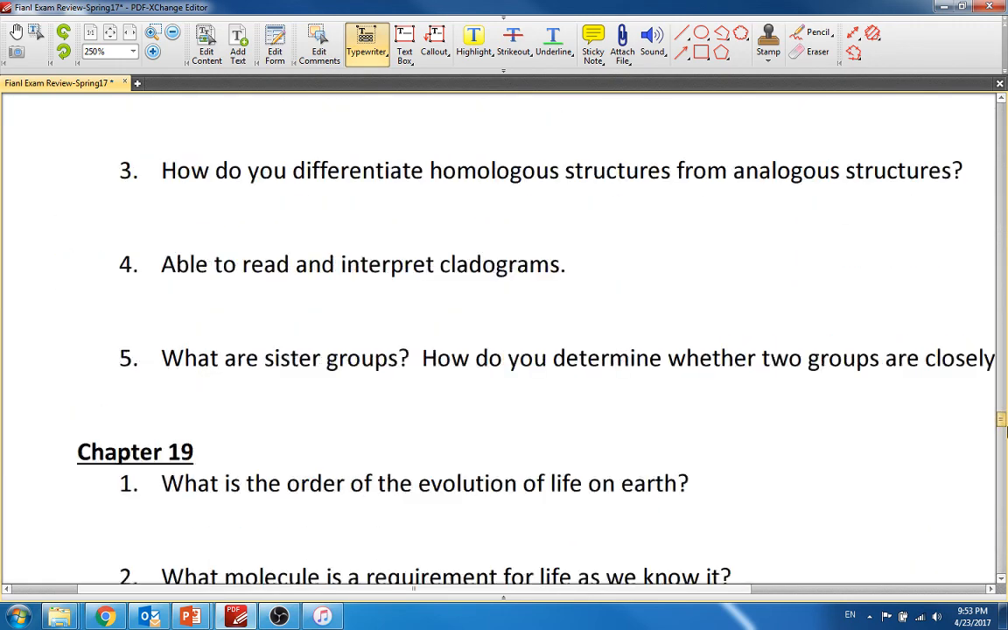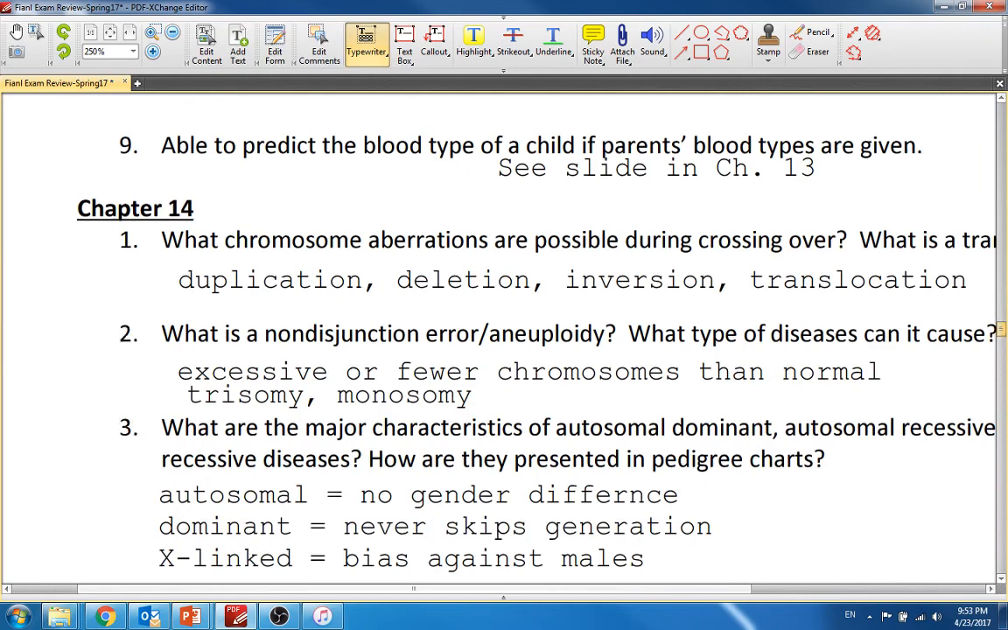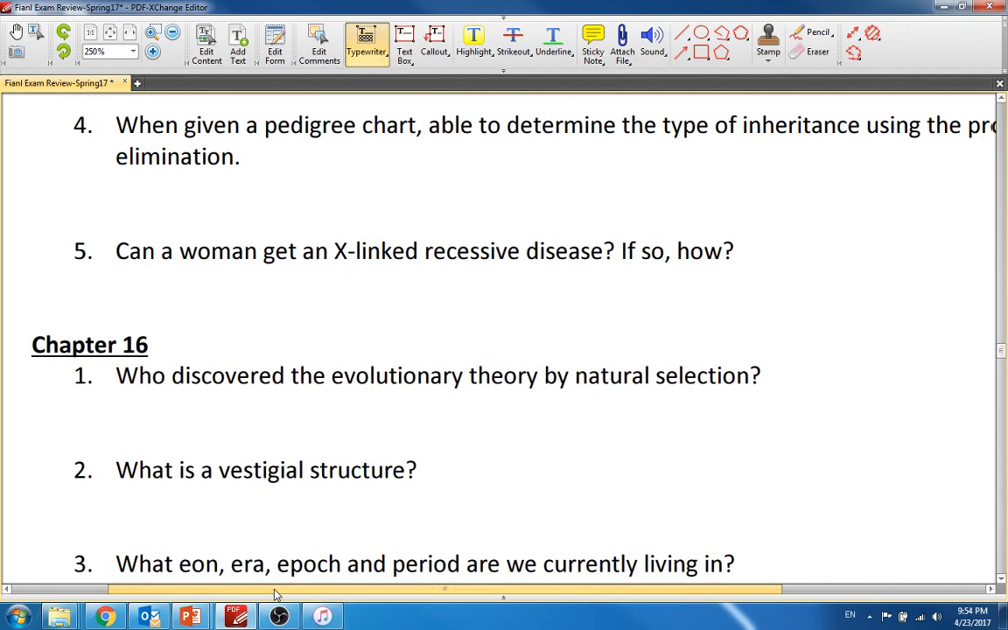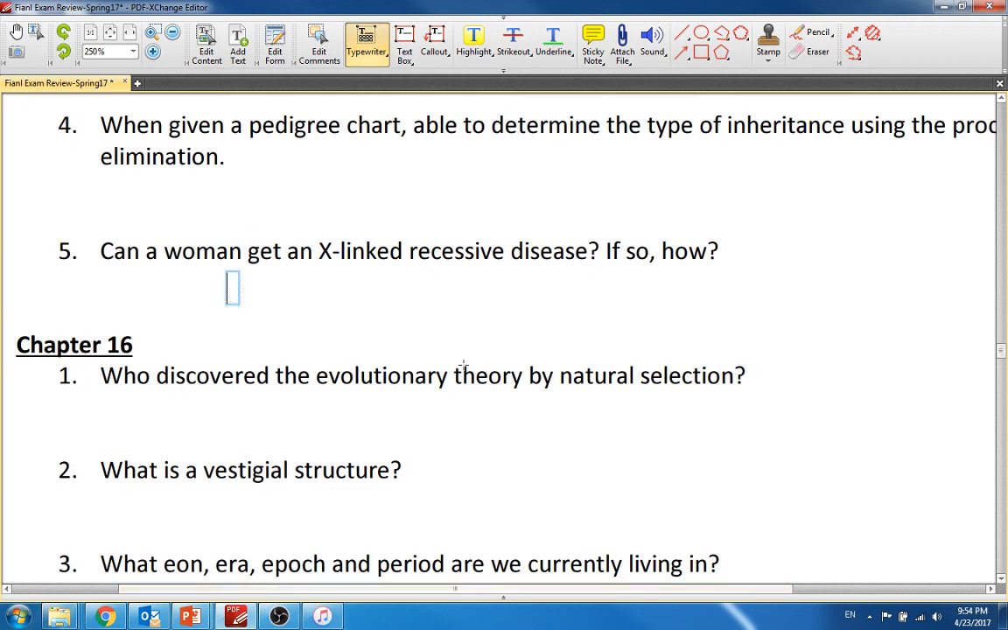So now go back to Chapter 14, question number 5. Can a woman get an X-linked recessive disease? If so, how? If a woman gets an X-linked recessive disease, she must have 2 bad X chromosomes. She gets 1 from her father and 1 from her mother. The mother could be healthy or affected, but if the father has a bad X chromosome, the father must be affected. So basically, she must have 2 bad ones, and the father must be affected.